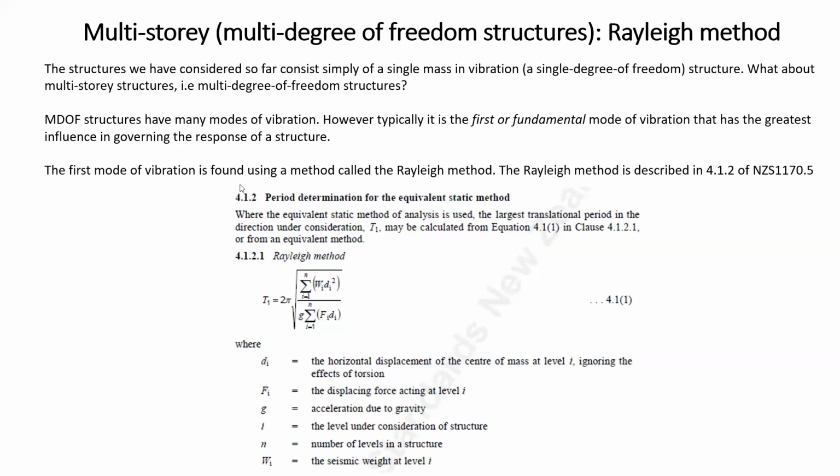The first mode of vibration is found using a method called the Rayleigh method. The Rayleigh method is described in the code. It's here, and we're not going to use this, and you guys aren't going to be assessed on this. It's more for your interest.